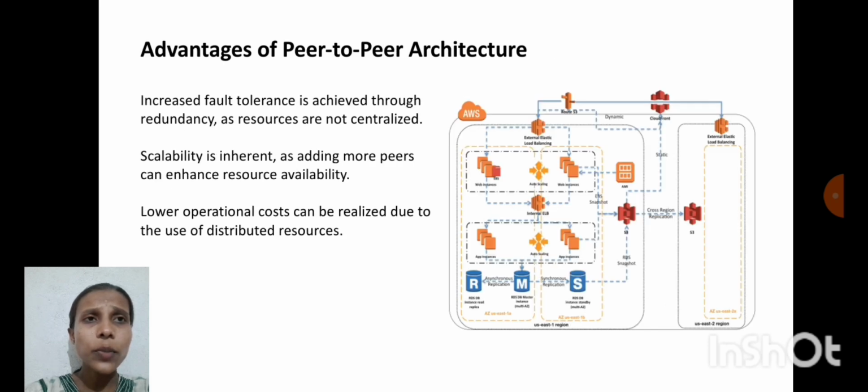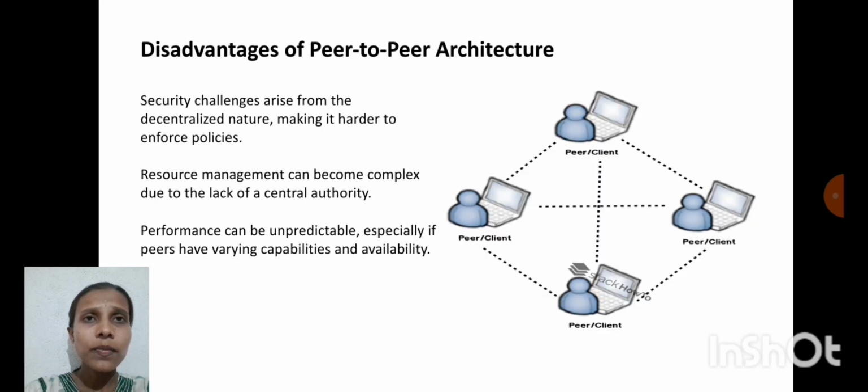Advantages of peer-to-peer architecture. Increased fault tolerance is achieved through redundancy, as resources are not centralized. Scalability is inherent, as adding more peers can enhance resource availability. Lower operational cost can be realized due to the use of distributed resources.